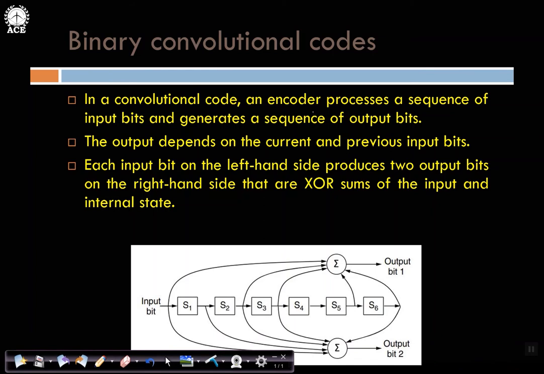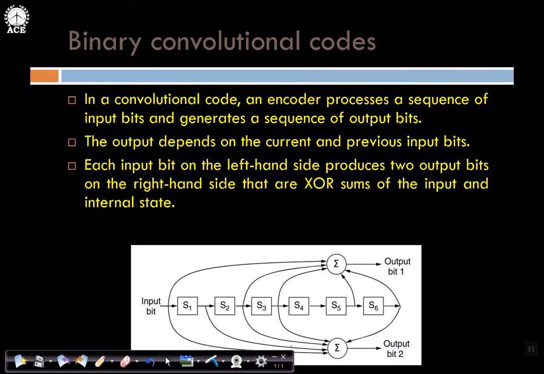So an encoder, you know already in detail design what is an encoder, processes a sequence of input bits and generates a sequence of output bits as shown in the diagram. So each one is an encoder as such. The output depends on the current and previous input bits. So the output depends on the current input bits and the previous one.